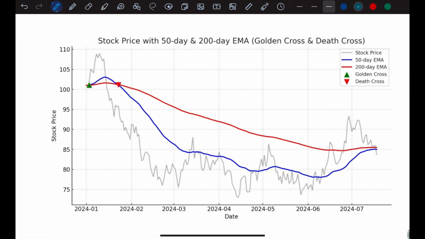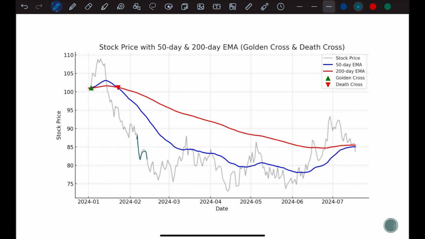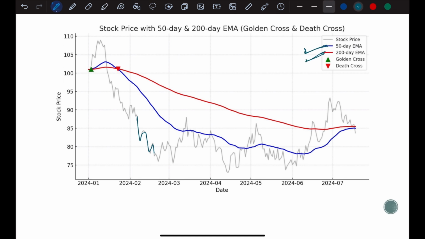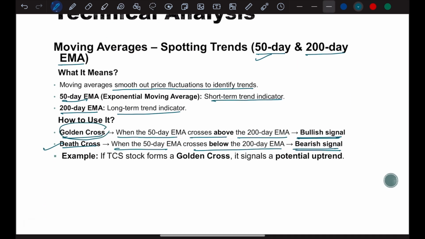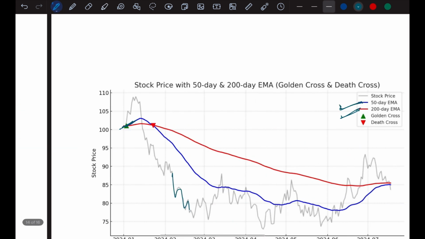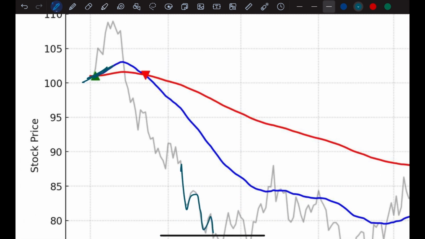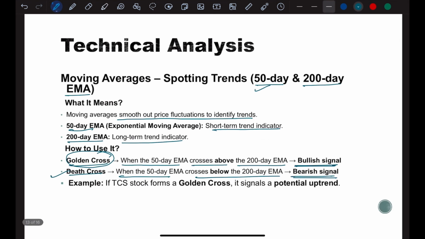And here is our graph. You can see that this particular line is our current stock price. This blue line is our 50-day moving average, and the red line is our 200-day moving average. Here you can see that this 50-day average crossed the 200-day moving average, building a golden cross when the 50-day EMA crosses above the 200-day. And we can see here that it is getting crossed, creating a golden cross for ourselves.